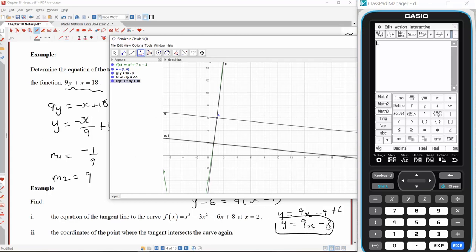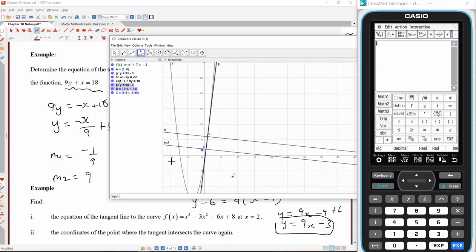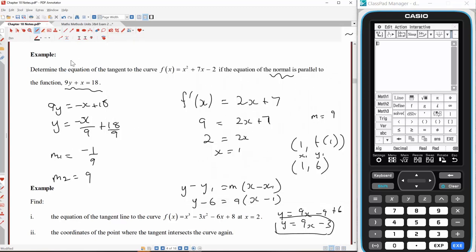So 9x take 3 is what it's going to be. So y equals 9x take 3. Where's that? Oops, what did I do there? Okay, oh, that's why I couldn't see it, because it's the same tangent there. Okay, so there we go. Determine the equation of the tangent if the normal is there.